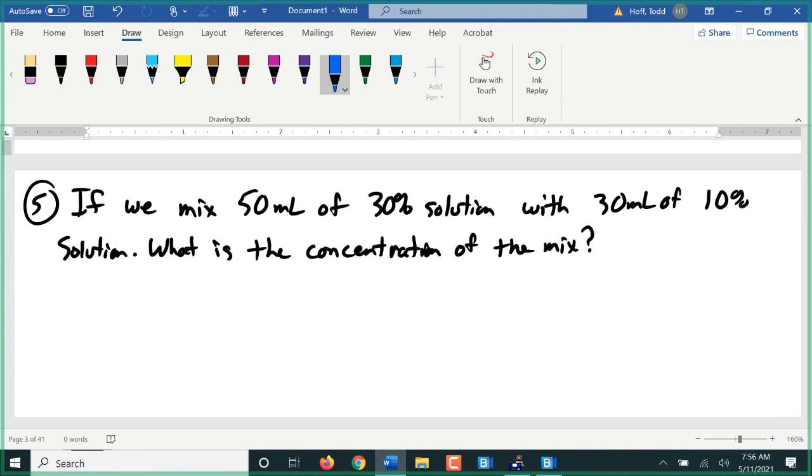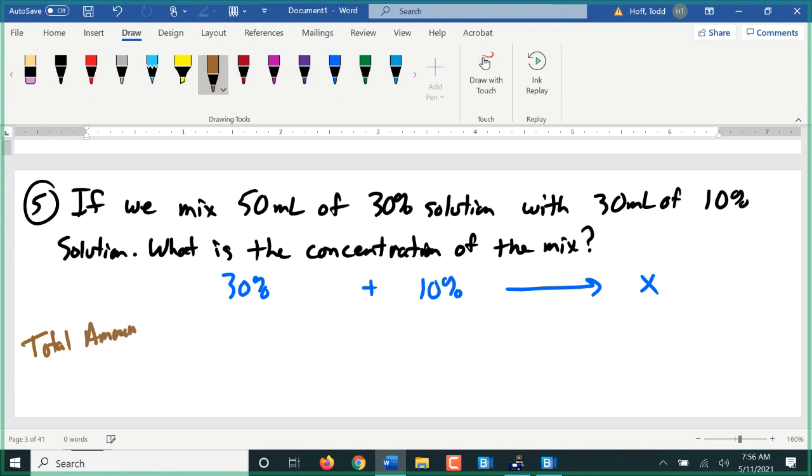So here we're mixing 30% and 10%. We don't know what the new concentration is. That's actually our variable here, X. For total amount, well, we have 50 milliliters of the 30%, 30 milliliters of the 10%, which means the amount of the final solution is going to be 50 plus 30, or 80 milliliters.